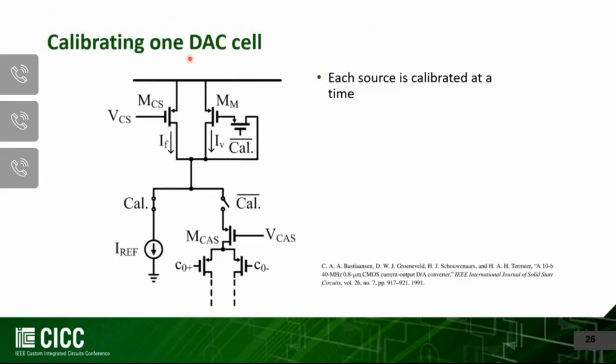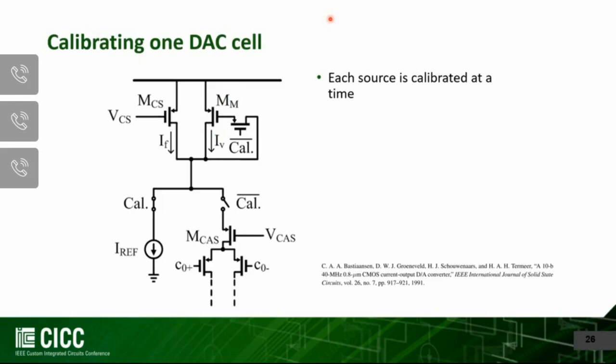Here is a regular DAC current source, composed of a current source MCS, the cascode MCAS, and the output switches. So current source, cascode, output switches. We add a few more transistors to this. First of all, we add the memory current source MM in parallel to MCS. This memory adds a bit more current to the source MCS. The total current is the sum of the two.